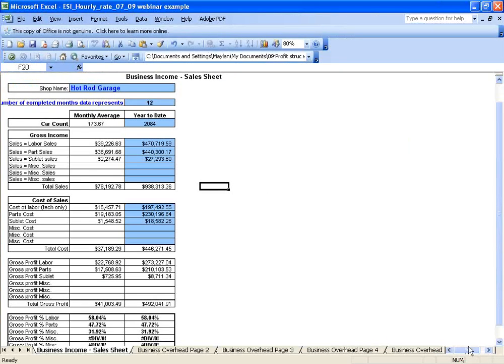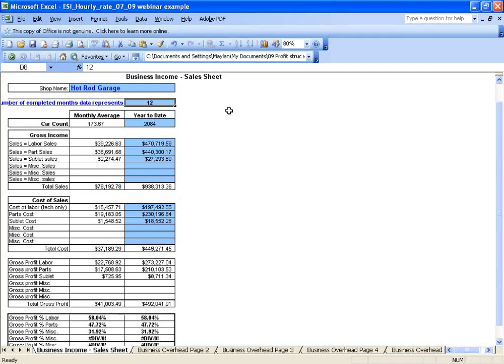So let's move on to the spreadsheet that we're going to talk about. And this is the actual spreadsheet you're going to get. It is also not going to be filled out. It's not going to have anything in it. It'll be blank for you. And basically, this is page 1, business income.